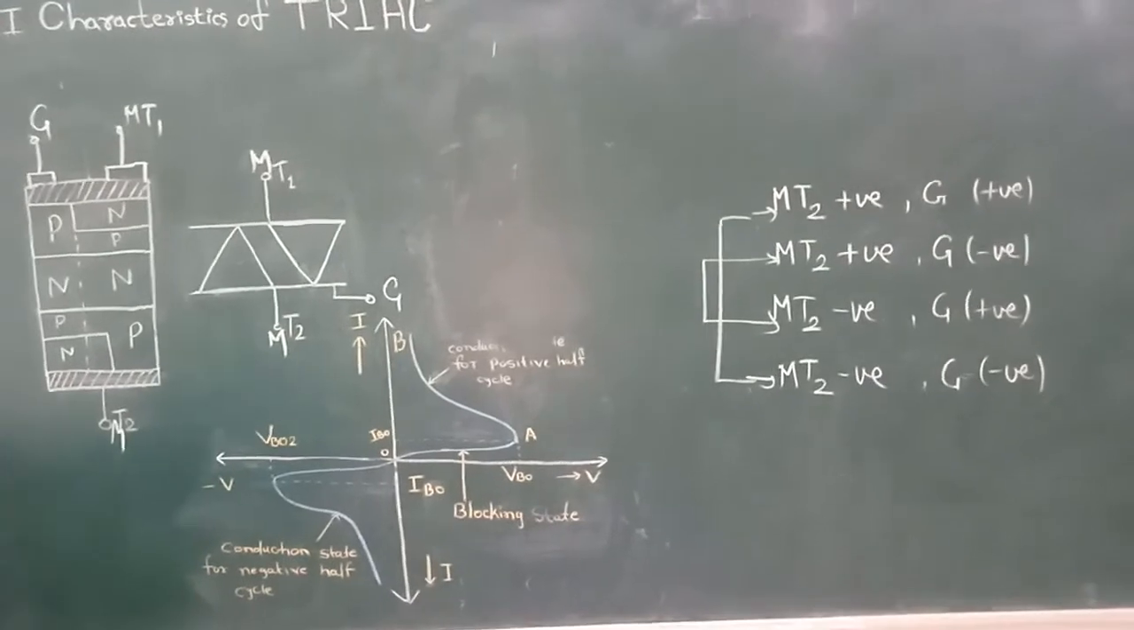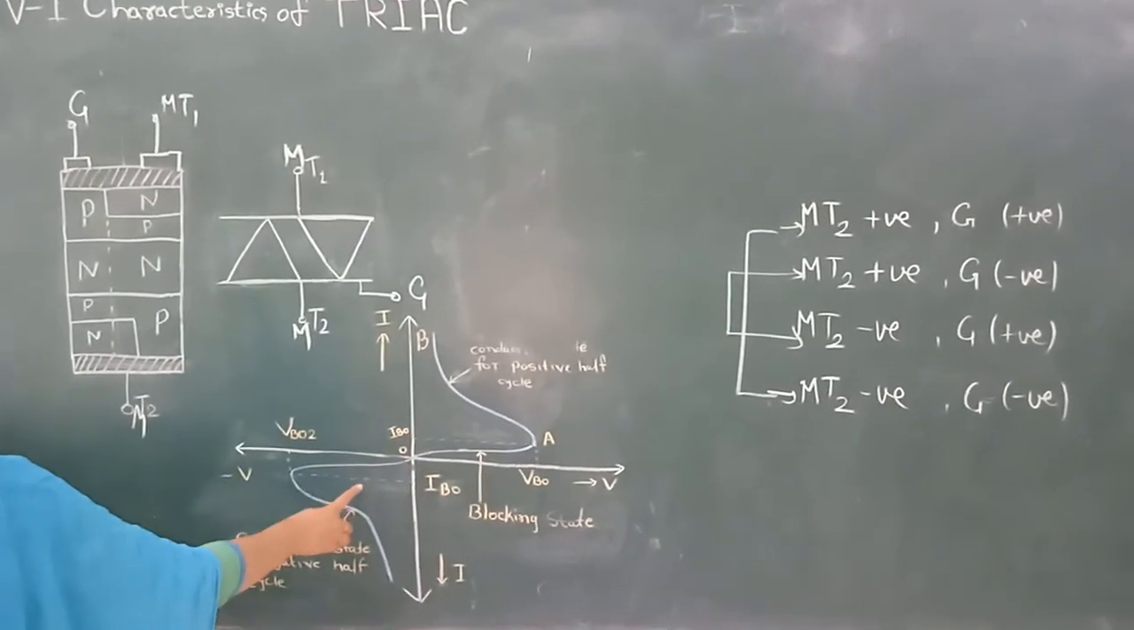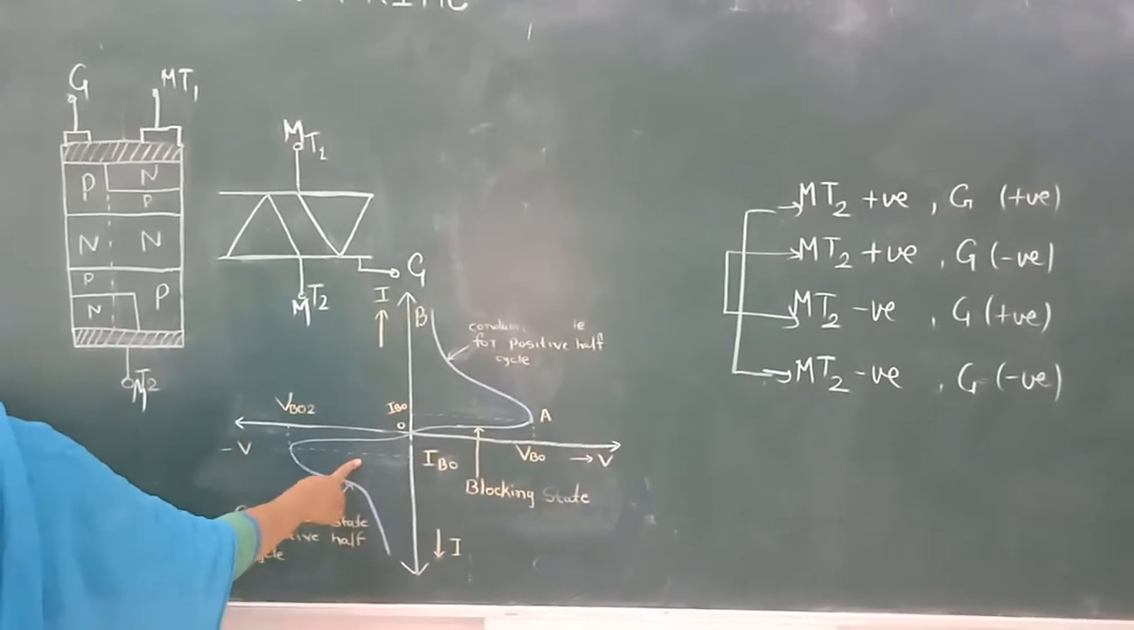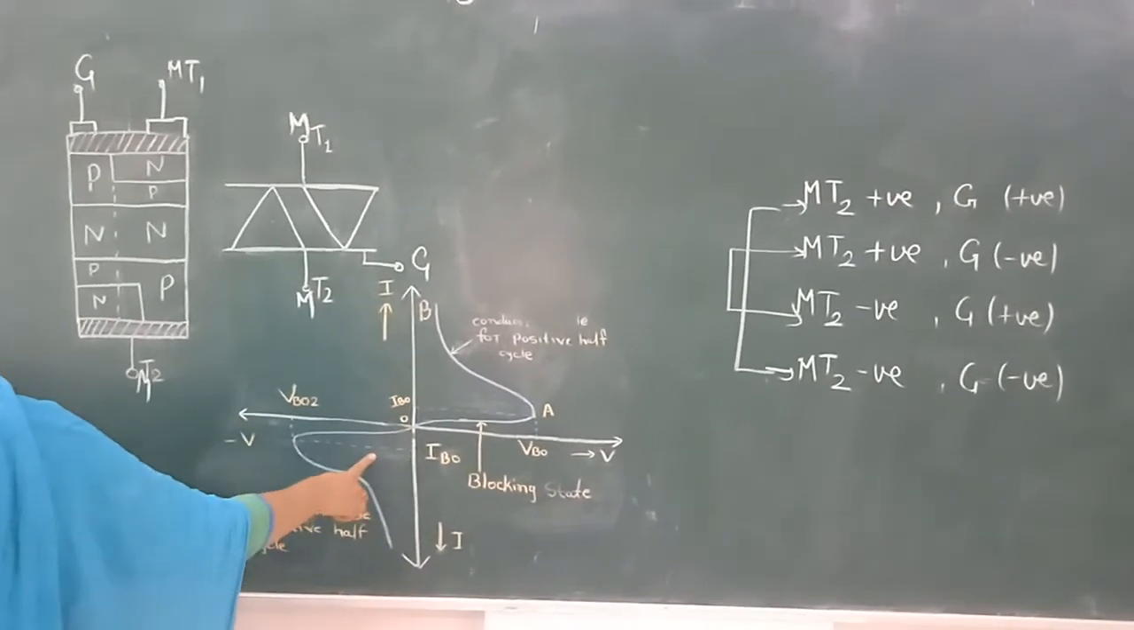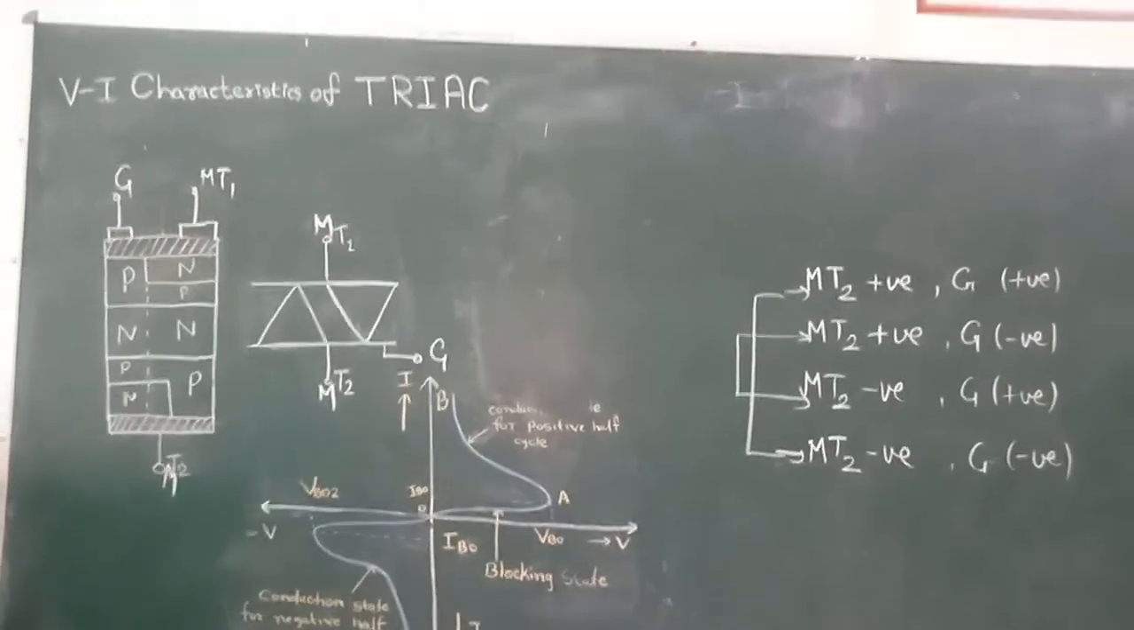The nature of the characteristic of the triac in the first quadrant is the same as in the third quadrant. This is because it is a bidirectional device and similar to an SCR, also because it is a member of the thyristor family.